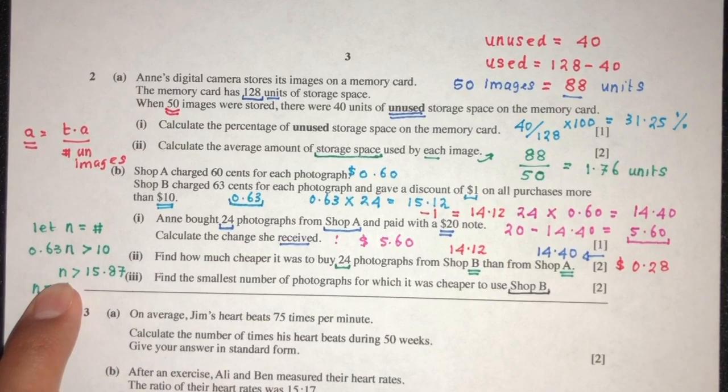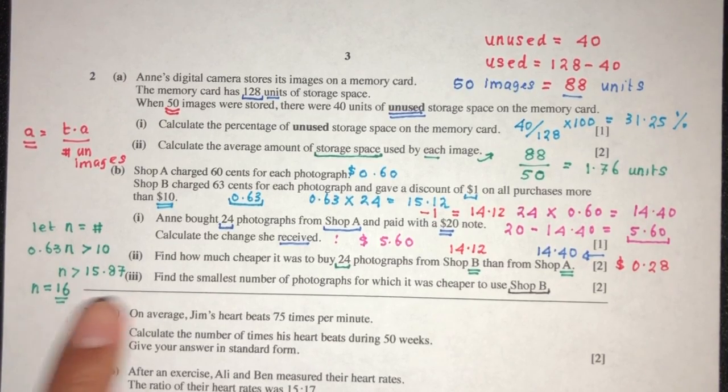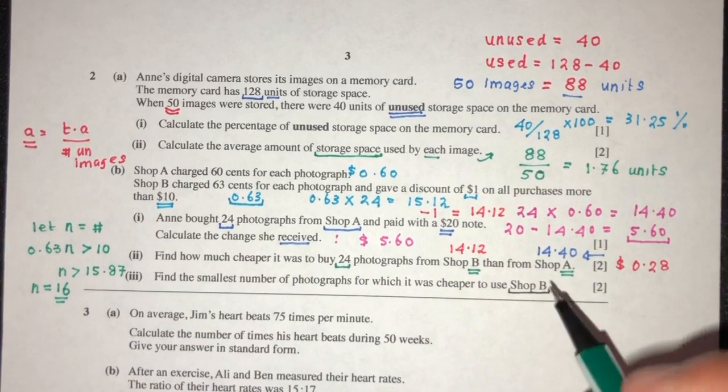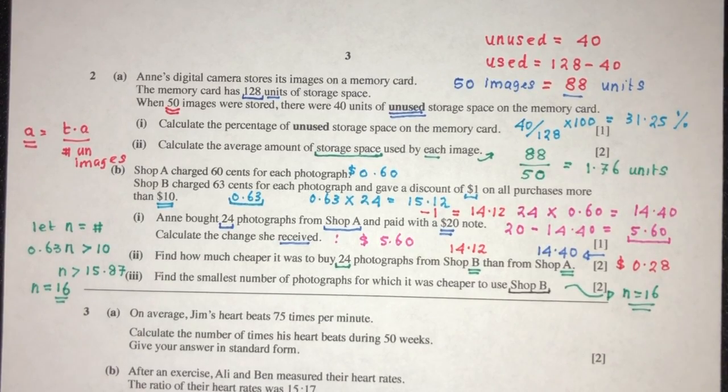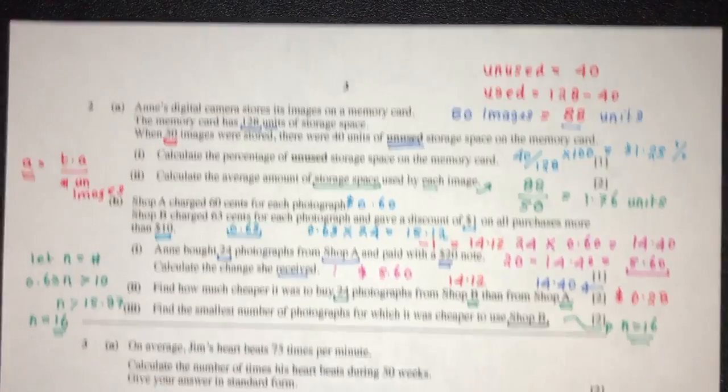So let's assume this first. So it shows that N has to be at least more than this, which means N has to be 16, so that you will benefit from the $1 discount, and hence it will be cheaper for you to buy from shop B. So part 3, N has to be 16. So I just hope this makes sense. Again, you can go back step by step and think about this for yourself to see if that makes sense or not. Okay, I hope that was not too much, and that will be your question, part 3 of number 2.